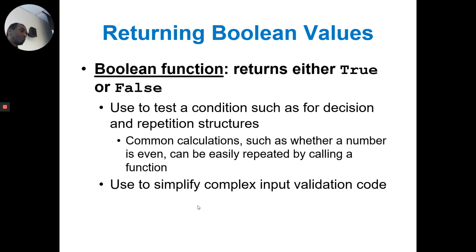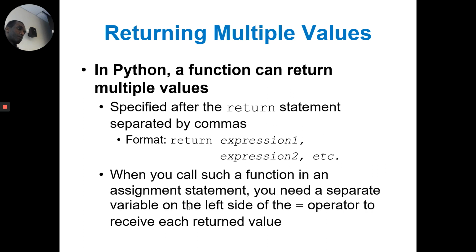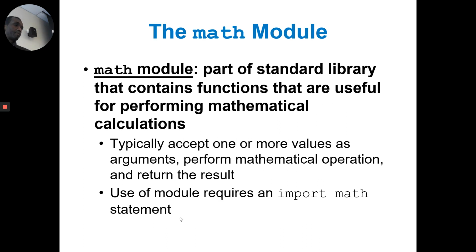You can have Boolean functions that return either true or false, used to test a condition such as for a decision or repetition structure. Common calculations, such as whether a number is even, can be easily repeated by calling a function. It can also simplify complex input validation code. In Python, a function can return multiple values, specified after the return statement separated by commas. When you call such a function in an assignment statement, you need a separate variable on the left side of the equal sign operator to receive each return value.